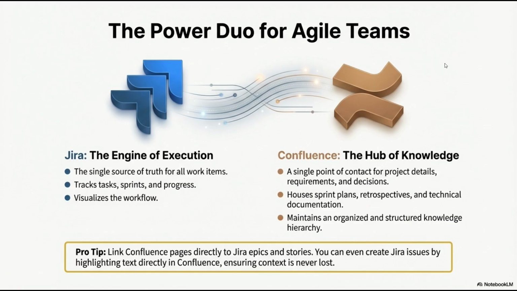For Agile teams, one is the engine of Jira section, where you have a single source of truth for all the work items, which involves tasks, sprints, and progress, along with the visualizations. However, Confluence will have all the points that could encompass Jira, offering sprint plans, retrospectives, and the technical documentation.